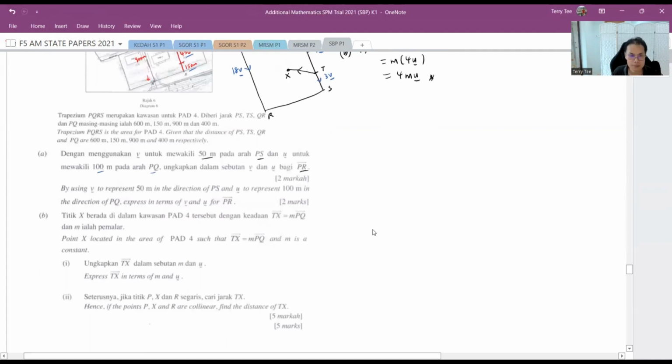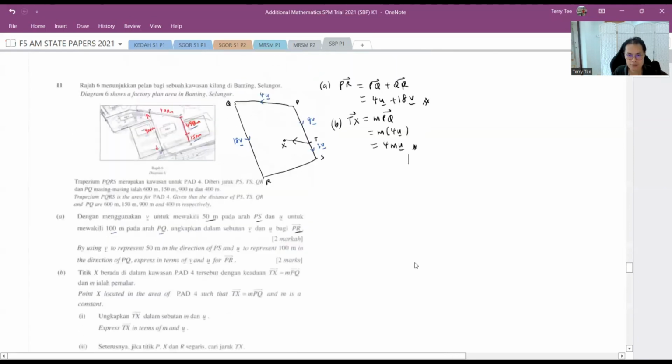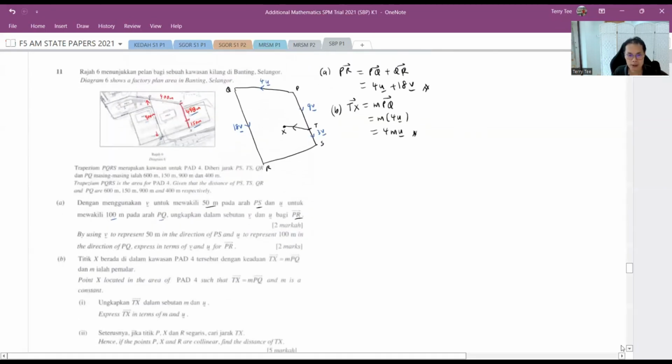Hence, if P, X, R are collinear, find distance TX. Find distance TX given that P, X, R are collinear. So let me draw another line. Maybe I just join this together. You can see it looks like this. They are collinear. All 3 points lie on the same line.